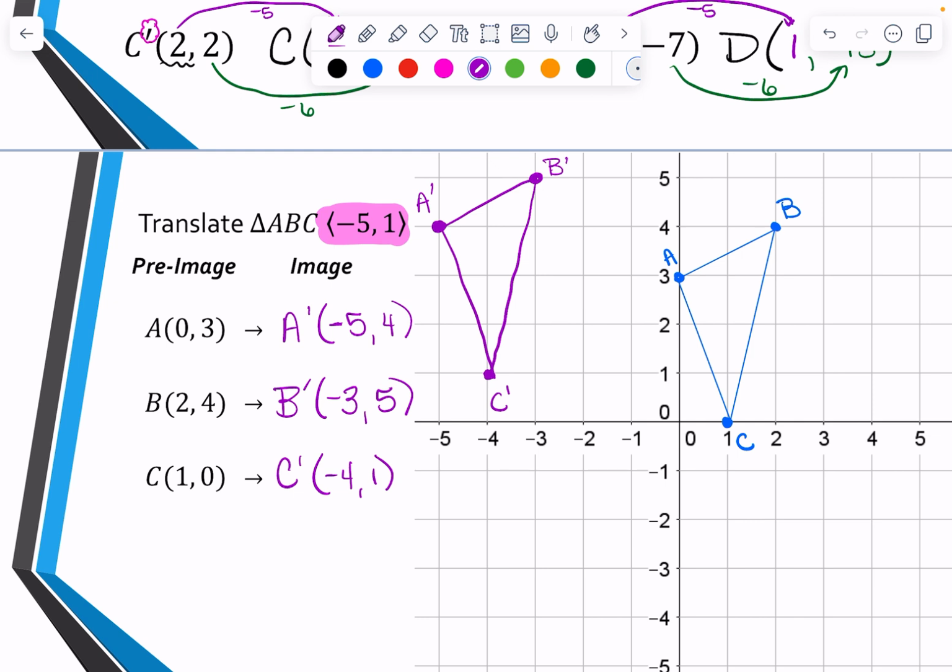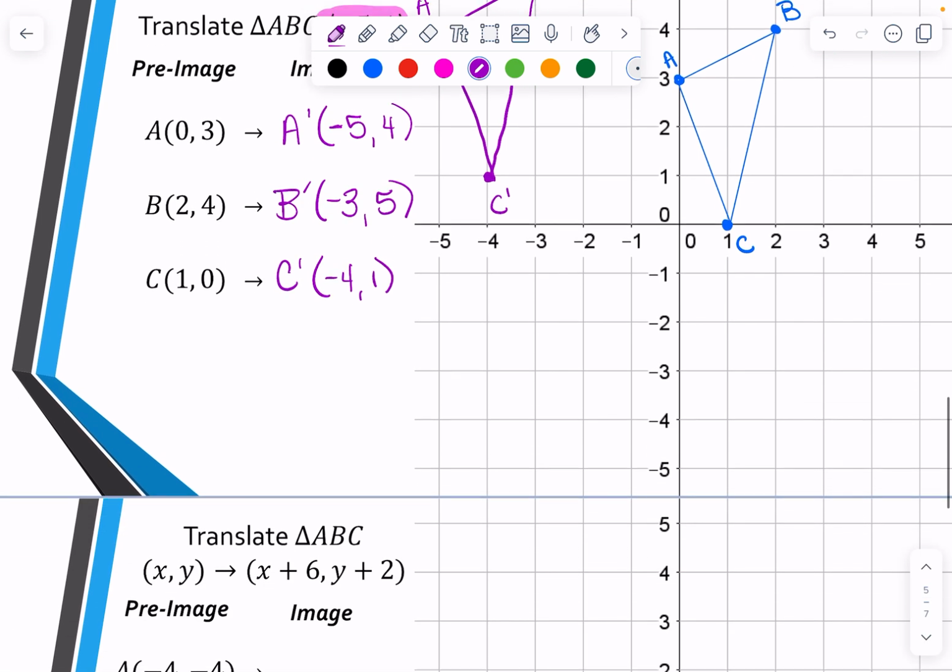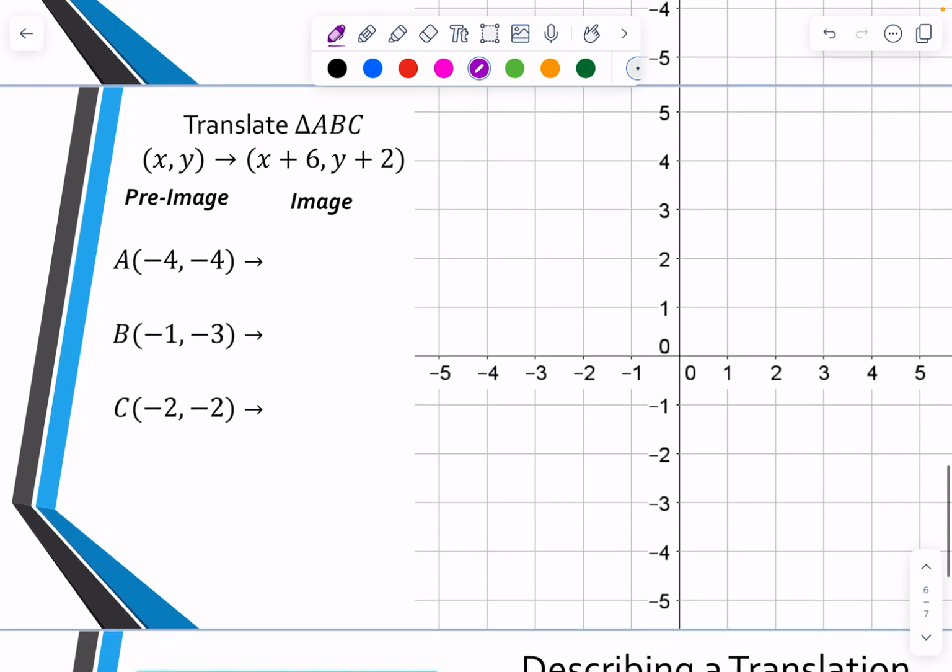And what you're basically doing, the image has to stay congruent. It has to stay the exact same. So you're taking that entire image, each of the vertices, and you're moving them 5 to the left, up 1. Okay? So that's how we do that using the component form. Now let's try it with the rules.